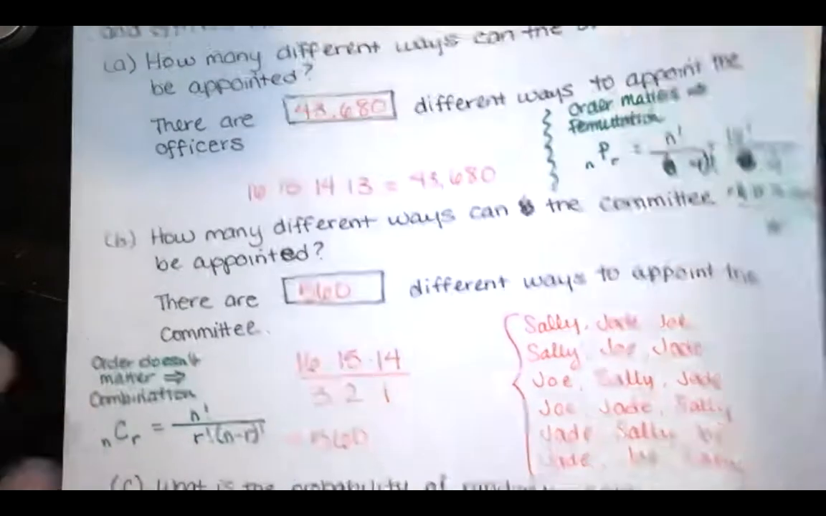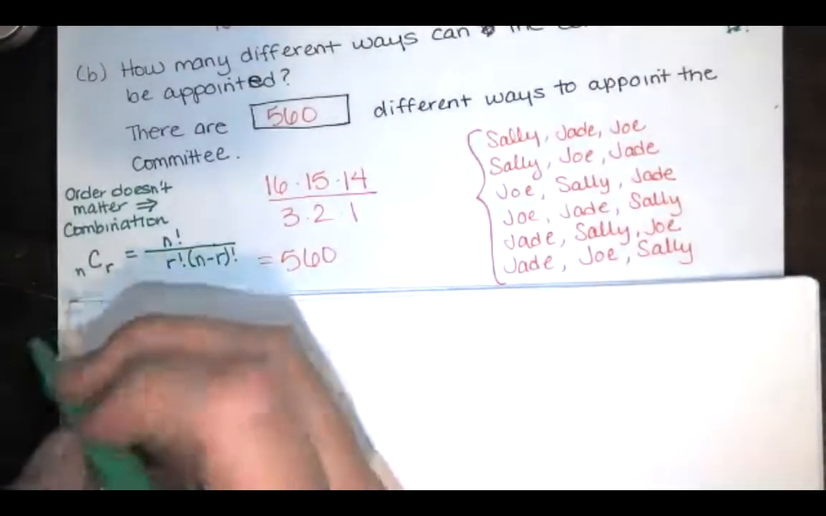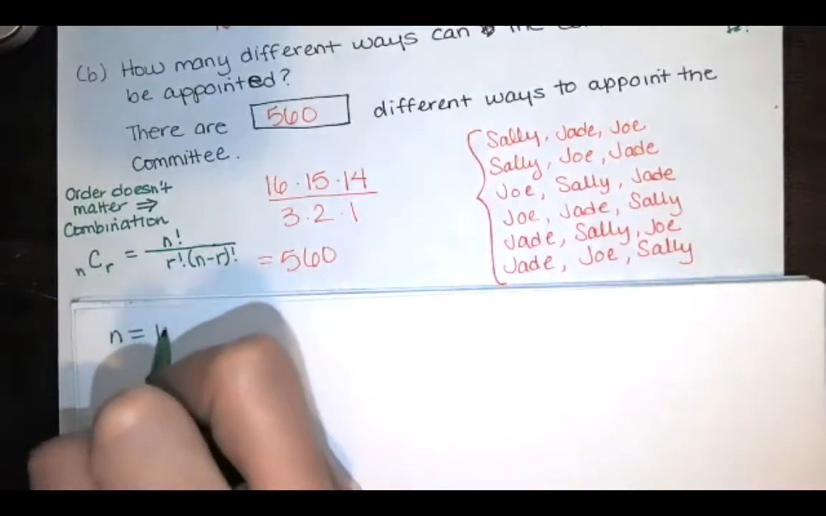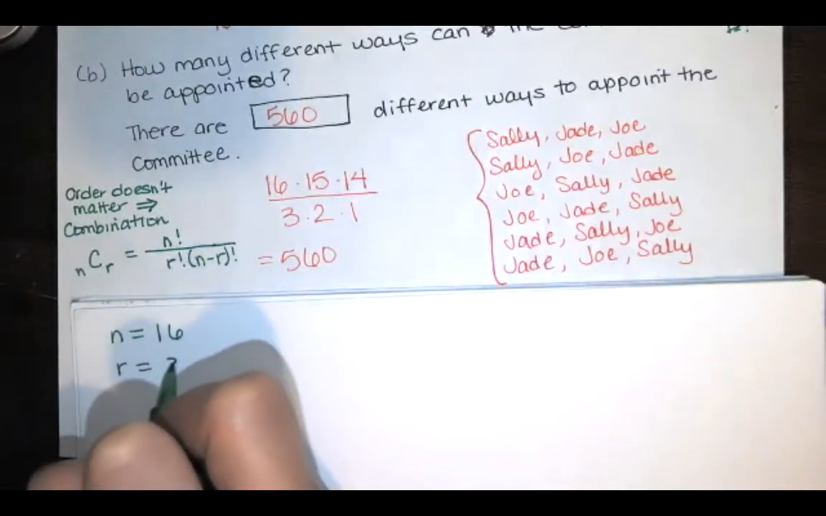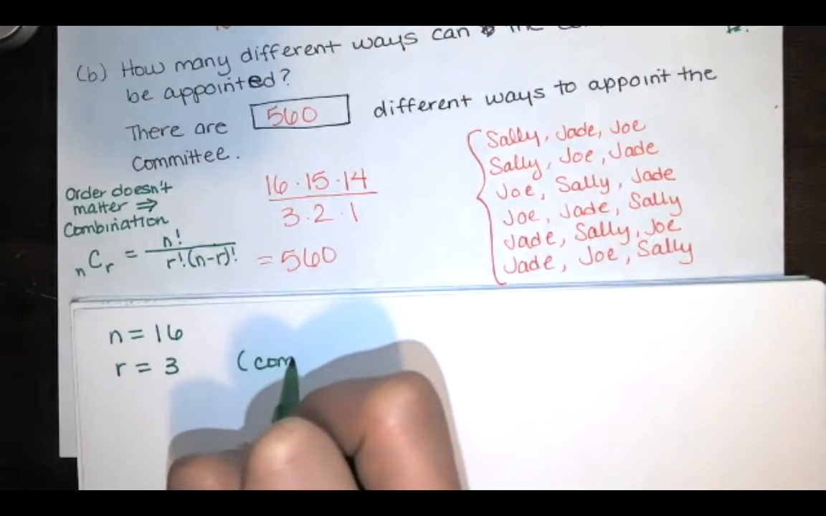Let me write this down. If I do this example using the formula, I've got n equals 16, r equals 3, because the committee has 3 members.